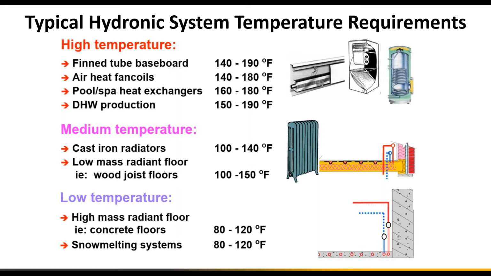There are other types of radiation, cast iron radiators, oversized baseboard, or low mass radiant floor heating, where you may supply that on your mildest day maybe with 100 degrees, on design day around 140, in order to get the required heat into the space. And then we have some low temperature systems, such as radiant floor heating, concrete floor heating, or outdoor snow melting, where one will typically run water temperatures ranging between 80 to 120. 80 again on milder days, 120 on design days.